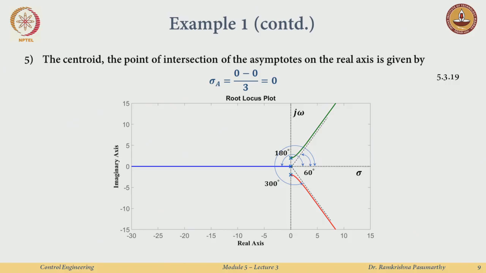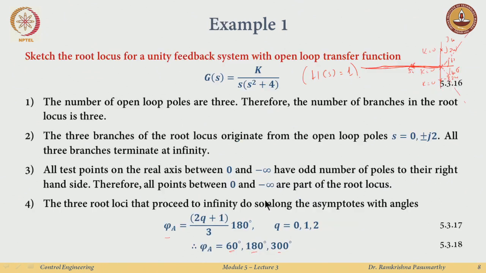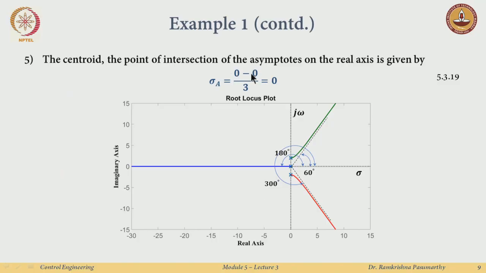Next, where do these asymptotes originate? I just look at this formula for computing the sum of the real parts of the poles minus the real parts of the zeros, divided by n minus m. So this is 0 minus 0 over 3, and this is 0. So these asymptotes actually start here and go out from here, so they meet exactly at this point. Okay, so now how will the root locus look?